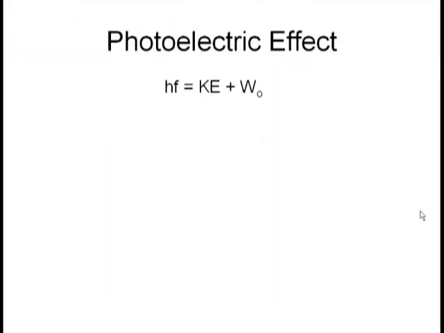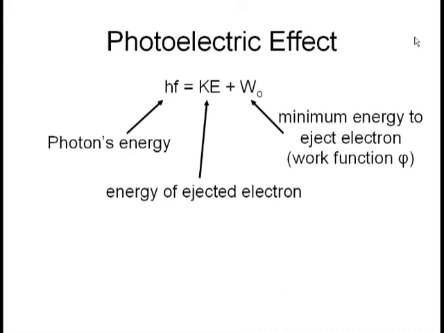So this is the formula for the photoelectric effect, and it is just the conservation of energy. This is the energy of the photon. This is Planck's formula, E equals hf. And on this side, this is the kinetic energy of the electrons that are coming out, and this is the minimum energy required, the work function, to release our electrons.